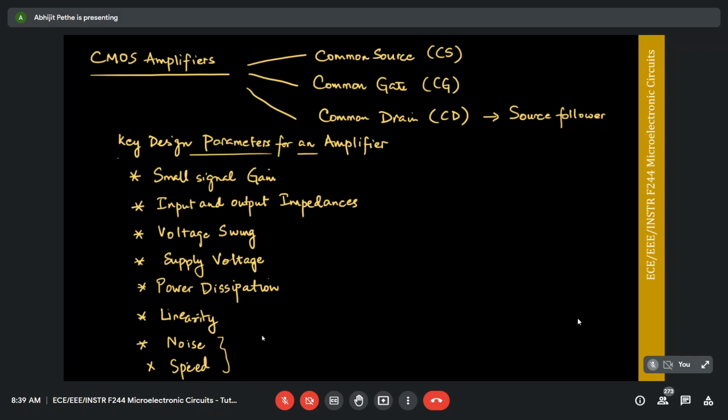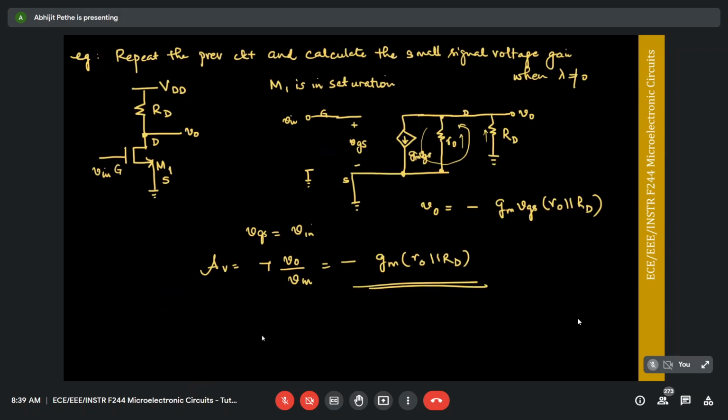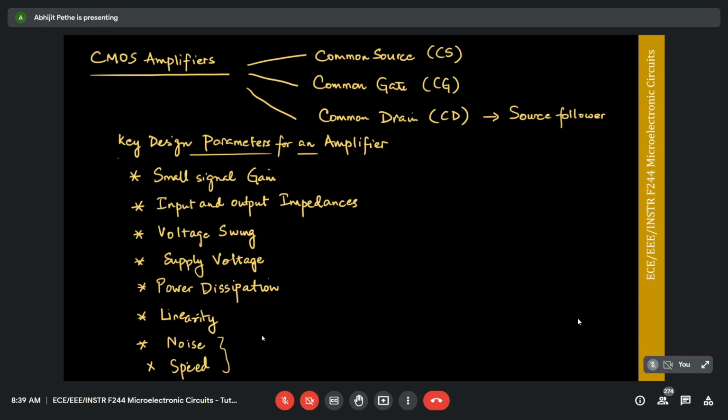Right. Sir, can you show the previous slide once? Thank you, sir. All right, so let's start with the first. Could you explain what you mean by linearity as a key design parameter?